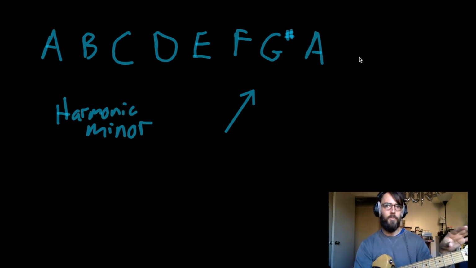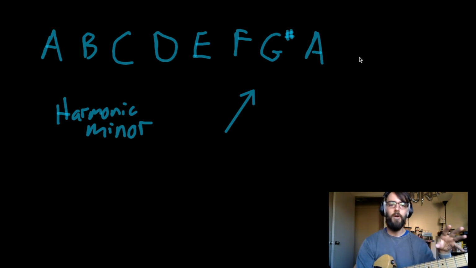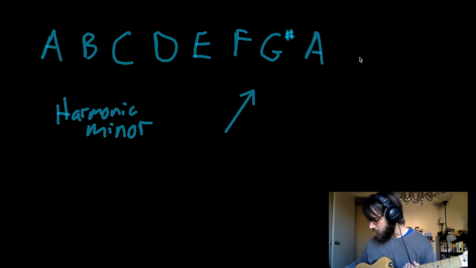Might be playing A minor, and then we'll play A harmonic minor for one measure or over one chord or set of chords, and then go back. It doesn't really matter. You can use it whenever it sounds good to you, but that would be an example.